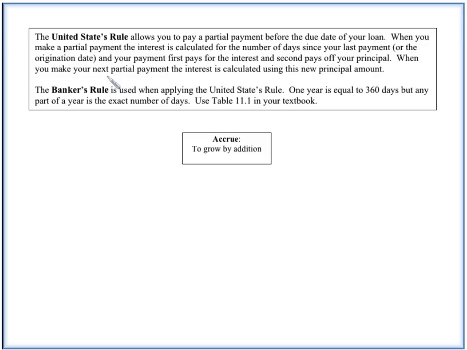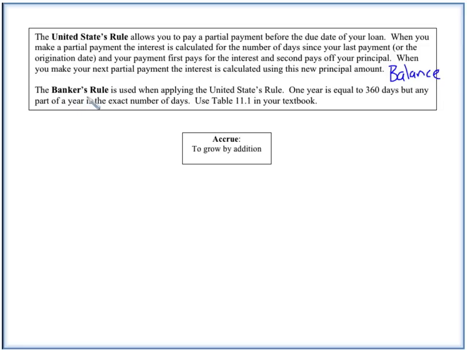When you make your next partial payment, the interest is calculated using this new principal amount. And sometimes we call this your balance as well. So it's how much you have left on the loan.